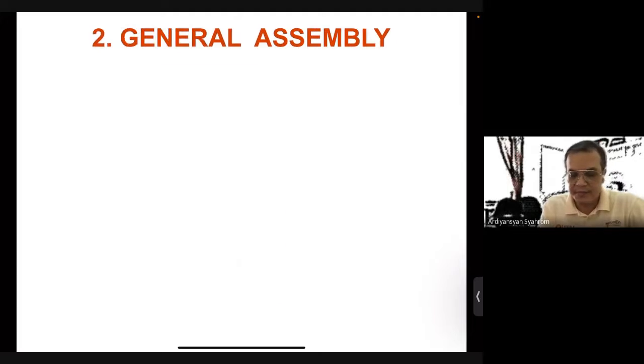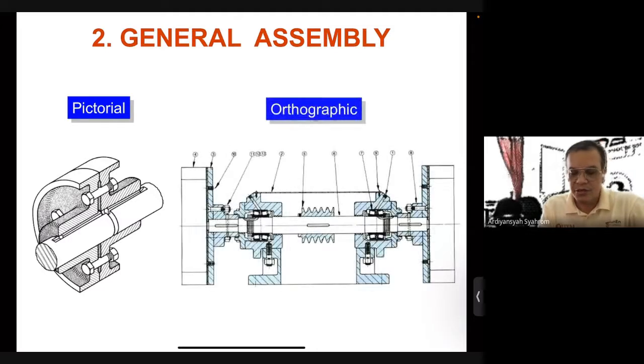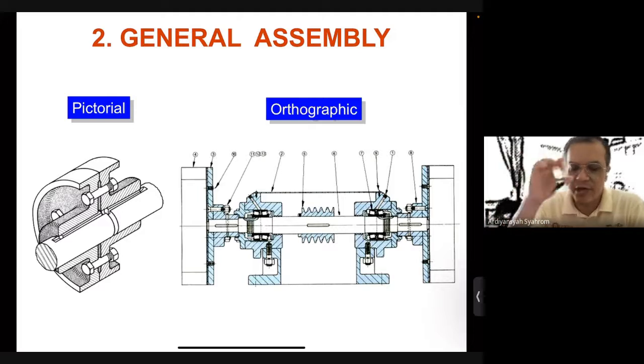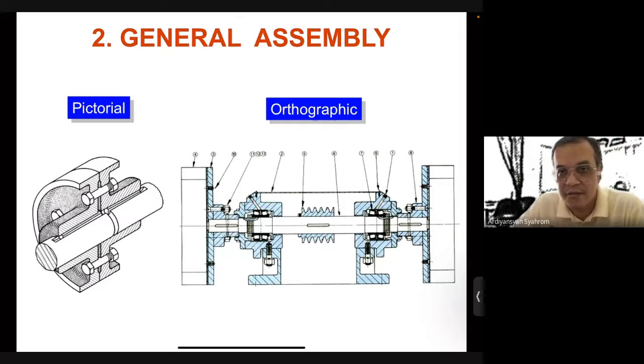That one is pictorial, you can set it like this. You can set that one as pictorial, and this one as orthographic. You can also section the assembly, then you can show all the parts inside the drawing, inside of the cover.